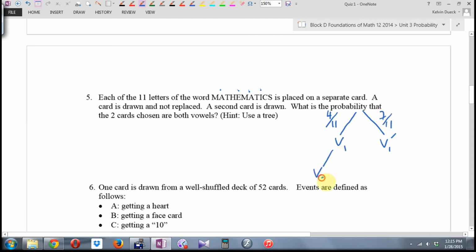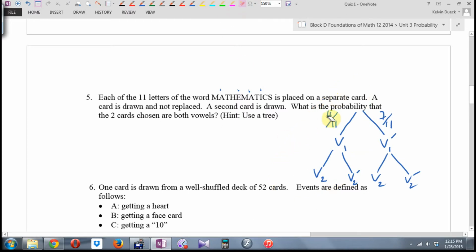Then, vowel on the second, not vowel on the second, vowel on the second, not vowel on the second. What's the event that we're interested in here? They're both vowels. Okay, that's going to be that one. So you know what? I'm not going to bother filling in the rest.